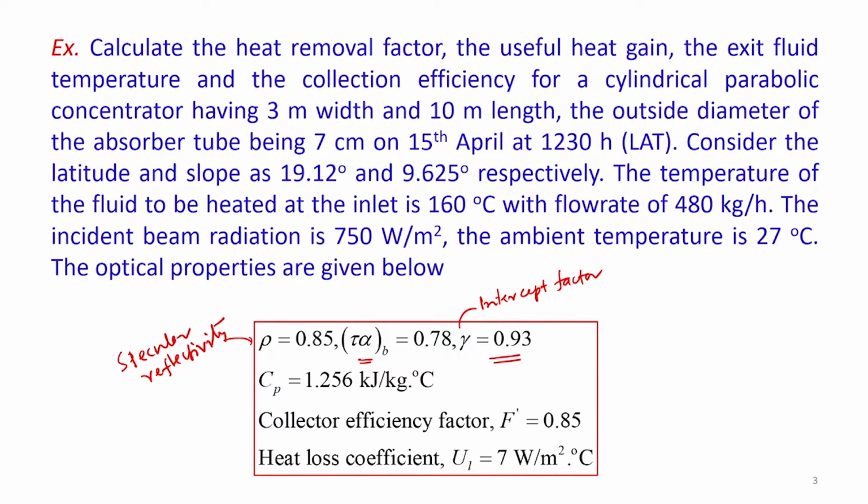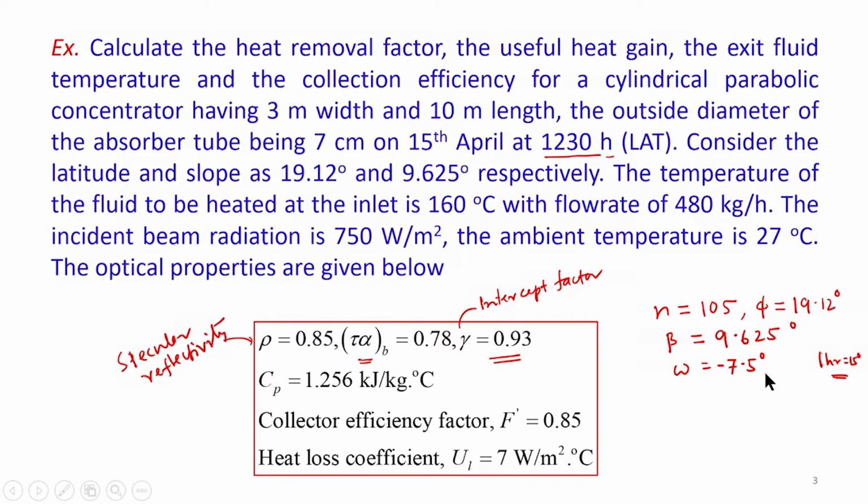of the concentrator surface, and for 15th of April n is equal to 105, and phi is given as 19.12 degree and beta, which is nothing but slope, is given as 9.625 degree, and omega, because this is 12:30 hours, that means 1 hour is 15 degree and half an hour is 7.5 degree, but since it is afternoon, we will use negative sign. So, omega is minus 7.5 degree, which is nothing but the hour angle.